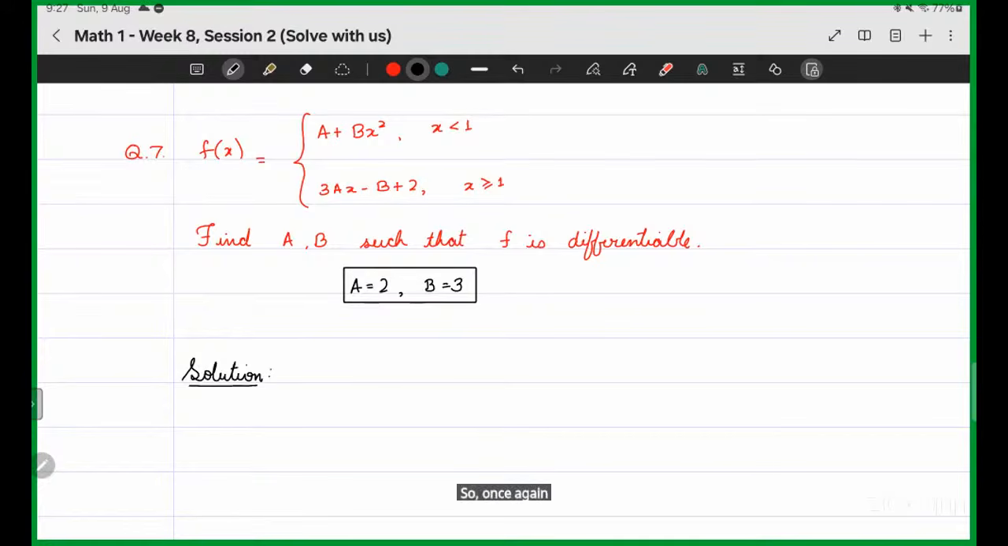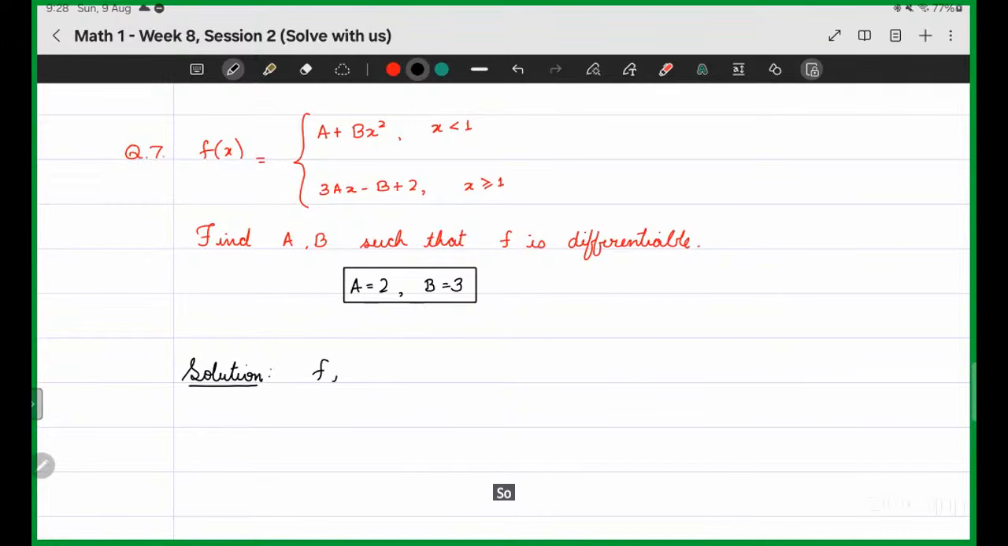So once again over here, there is a small mathematical point that I want to showcase. First, let me hear, what are the things that you have considered? So if it is differentiable, then it looks like a plus b x square equals 3ax minus b plus 2, for all x, meaning less than 1 and more than 1.